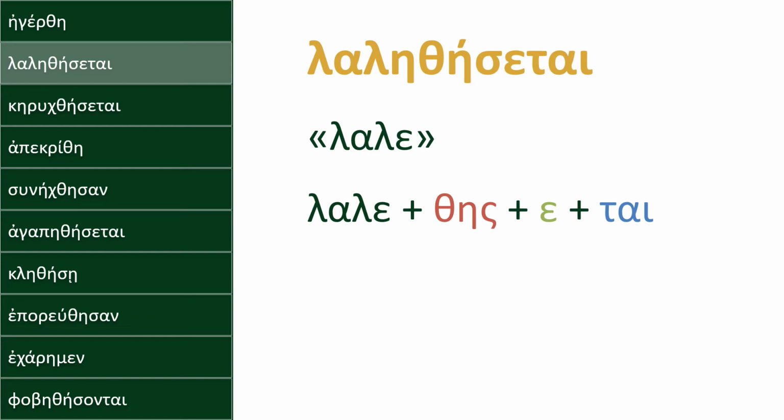Lalethesete. Future passive indicative, third person singular from laleo, meaning it will be said or it will be spoken. The root is lale. The formation is from the tense stem lale plus the future tense formative thes plus the connecting vowel epsilon plus the third person singular ending te. Lalethesete.